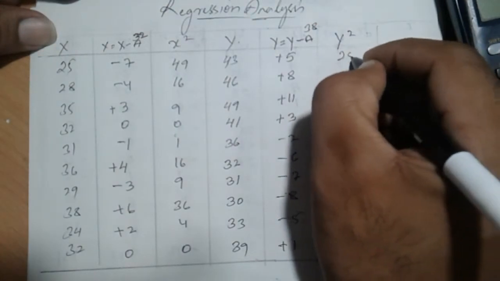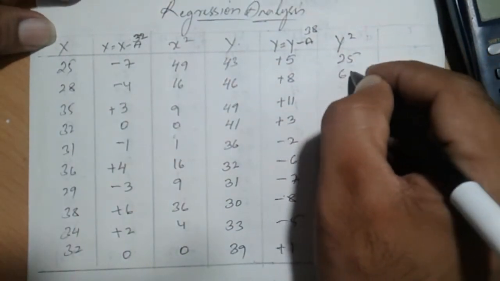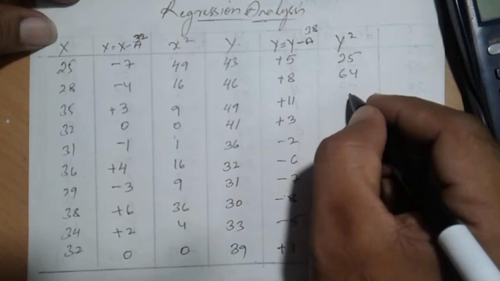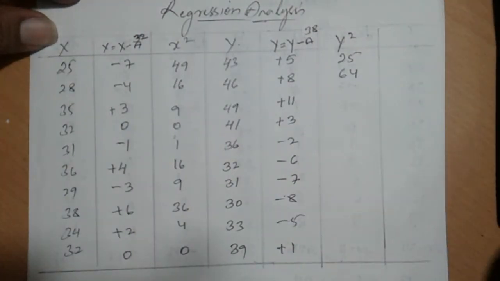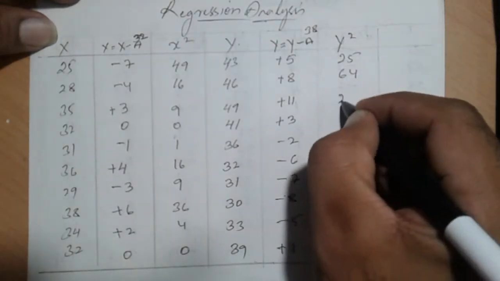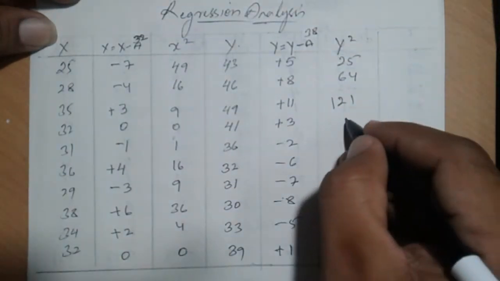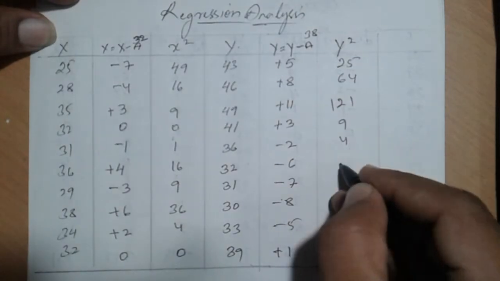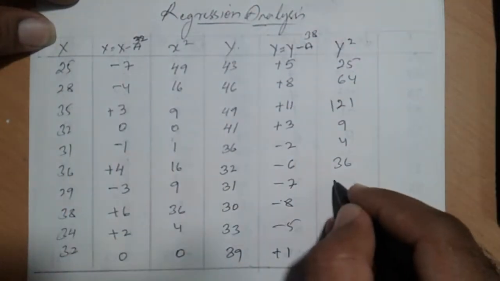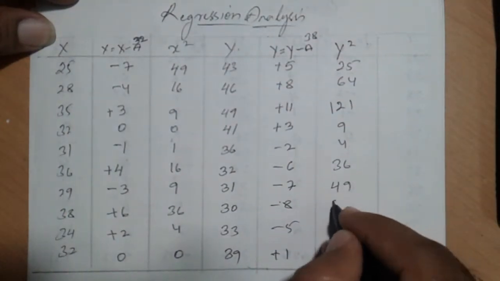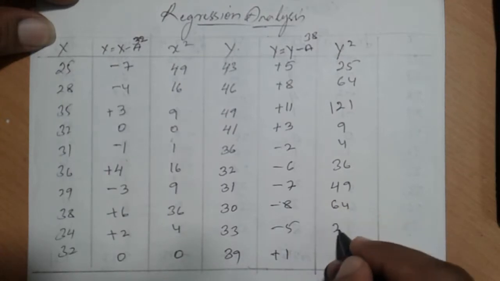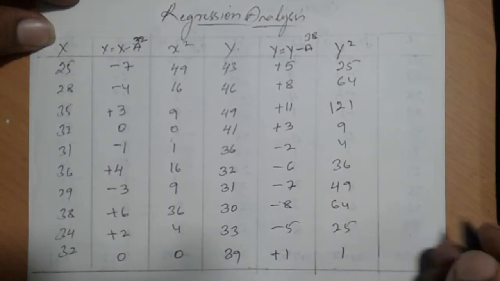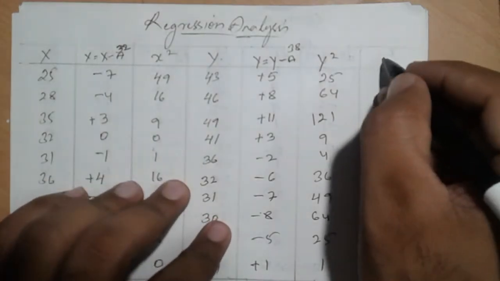5 5s are 25. 8 8s are 64. 11 11s are 121. 3 3s are 9. 2 2s are 4. 6 6s are 36. 7 7s are 49. 8 8s are 64. 5 5s are 25. 1 1s are 1. Now x into y.